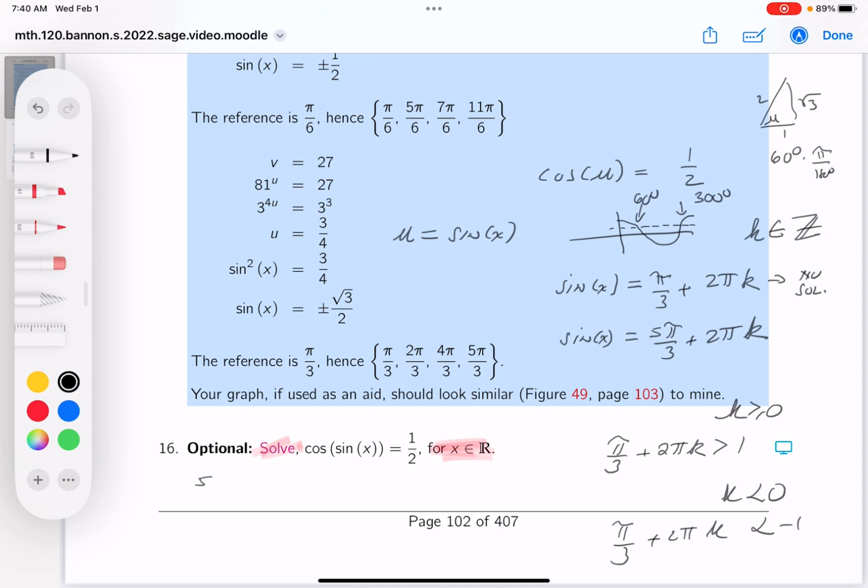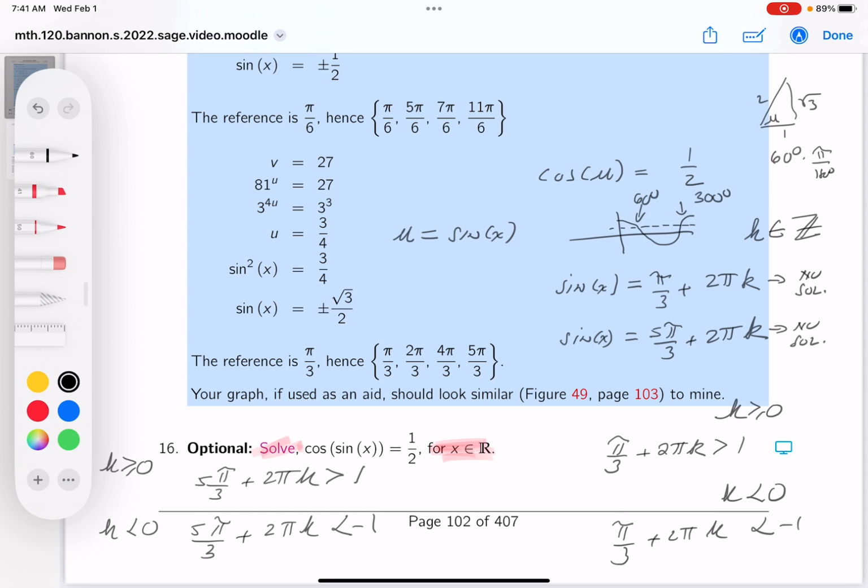A little bit easier, actually, I think. It's 5 pi over 3 plus 2 pi k. And I'm going to say for k greater than or equal to 0, this is greater than 1. And if k is less than 0, 5 pi over 3 plus 2 pi k is going to be less than minus 1. All right, let's just make sure that's true. Let's say I pick minus 1. You get 2 pi, which would be 6 pi. You get, yeah, it's less than minus 1. Yeah, absolutely. So this has no solutions.